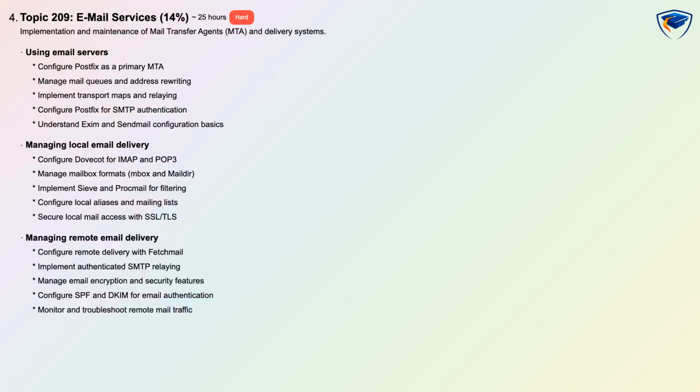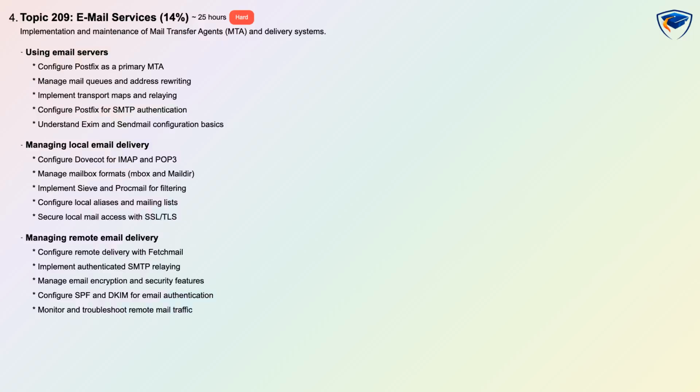Topic 209. Email services is weighted 14% and focuses on implementation and maintenance of mail transfer agents and delivery systems. This domain is hard with an estimated 25 hours of study and includes conceptual and scenario-based assessments. You will configure Postfix as a primary MTA, manage mail queues, address rewriting, transport maps and SMTP authentication, and learn basics of Exim and Sendmail.